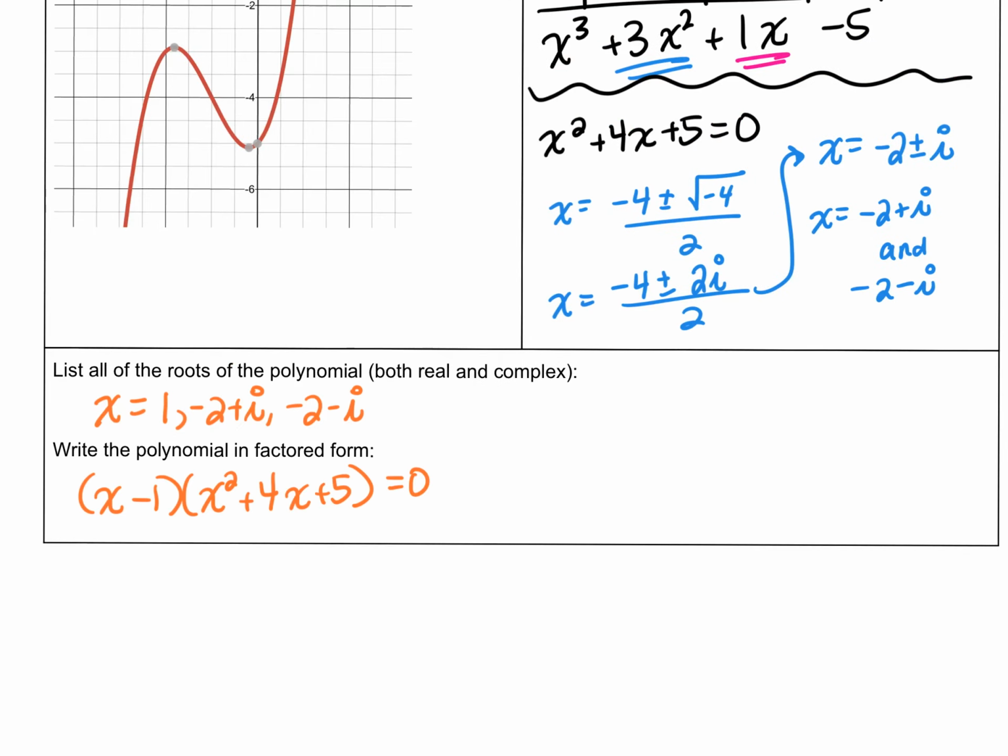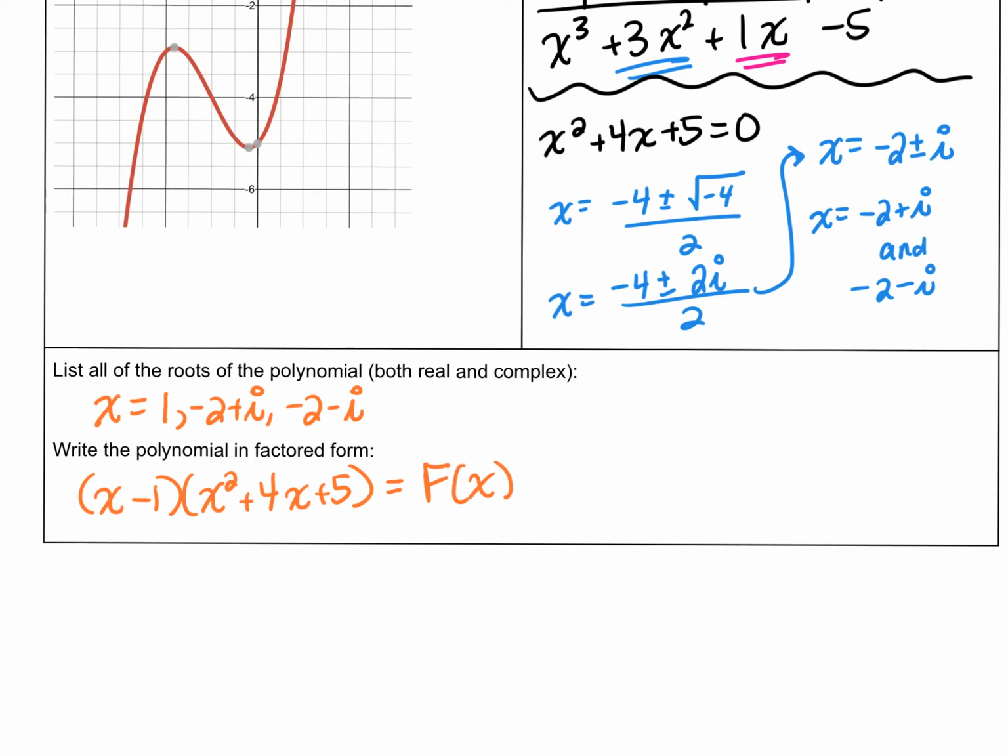So to wrap that all up, our roots are positive 1, -2 plus i, and -2 minus i. And then when we write this in factored form, we need to write this as, and I don't want to use that equals 0 there, we're just going to have this equal to f of x.